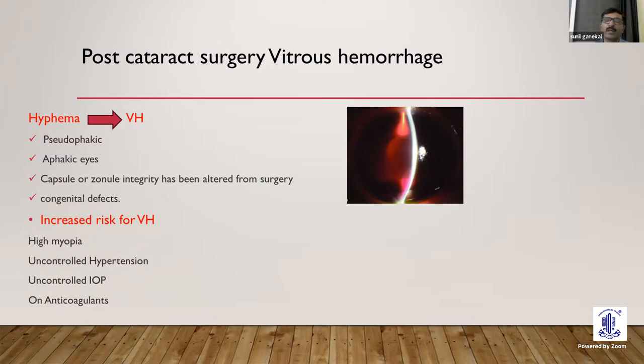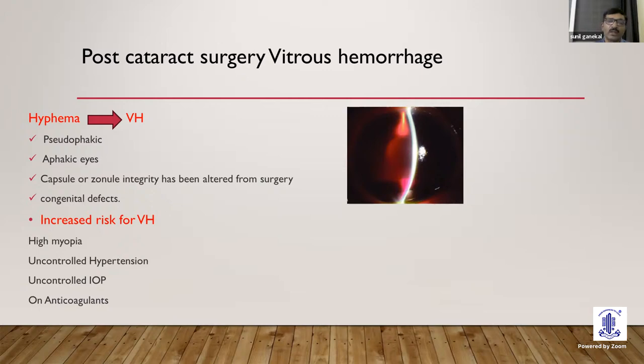Hyphema, the anterior segment bleed, can pass on to the posterior segment and cause a vitreous hemorrhage, especially if there is pseudophakia or aphakia, if zonular integrity has been altered during surgery, if you encounter a zonular dialysis intraoperatively, or if there are associated subluxated cataracts or congenital defects in the iris or zonules. These allow the hyphema to enter the posterior segment and cause a vitreous hemorrhage.